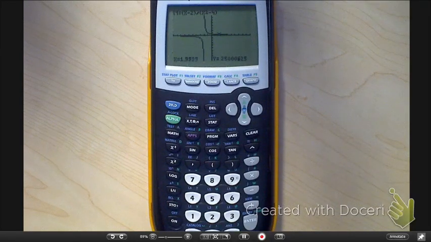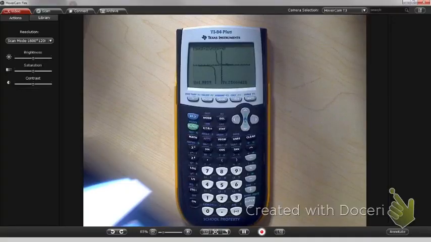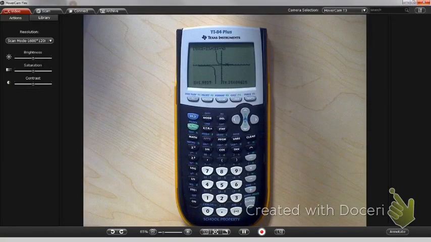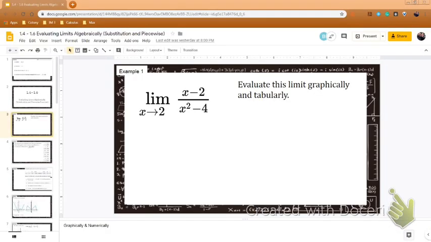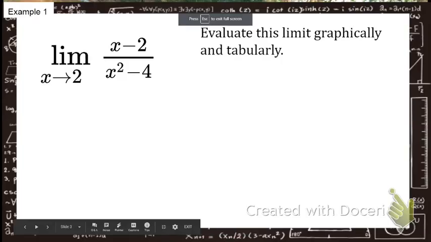So do me a favor. On your paper right here, for example number 1, can you put the limit equals 1/4? And then I don't need you to necessarily write much else because that was more of just a graphing calculator exploration. Okay, let's move on. Let's look at example number 2.